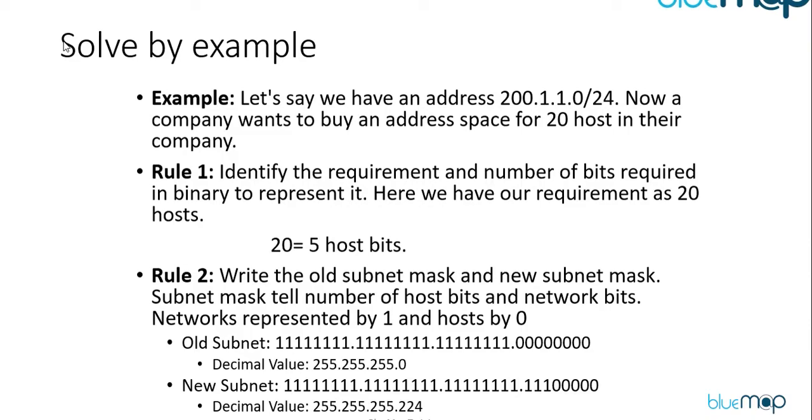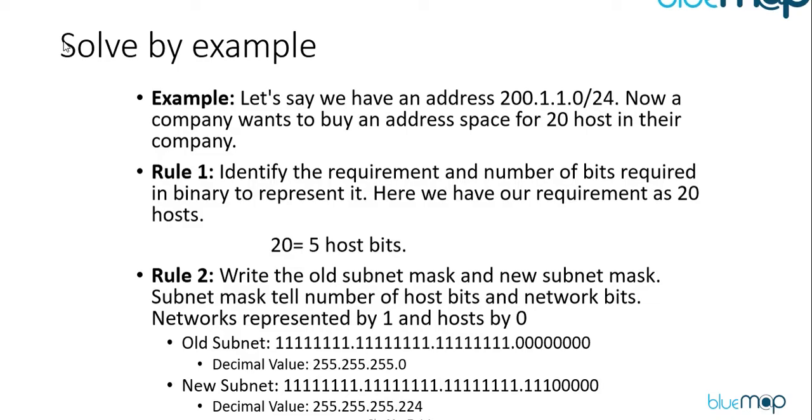So for the old subnet, I just write down 24 ones, and I have written down 8 zeros, because IPv4 is 32 bits and I have to fill all those 32 bits. Either it will be a 1 or it will be a 0. We don't have any other numbers apart from that. So I'll write down the old subnet and convert that binary to decimal. So 255.255.255.0.